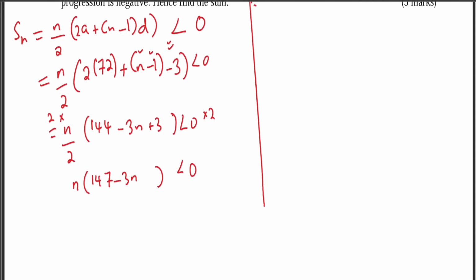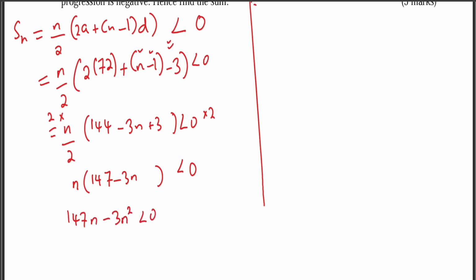So yeah, let's open up. So 147 times n gives you 147n, and minus 3n times n gives you minus 3n squared, which is less than 0. The negative 3n squared I can put the other side, but let me try before even putting it the other side. I know that n is my common factor, so let me factor it out. So it's 147 minus 3n less than 0.